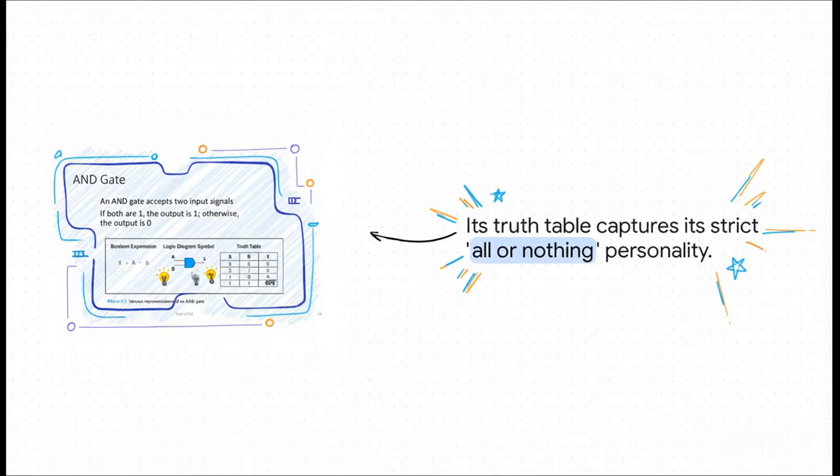Tough guy. And you can see this perfectly in its truth table. Look here, 0 and 0, nope, that's a 0. 0 and 1, still 0. 1 and 0, you guessed it, still 0. It's only in that very last row, when both A and B are 1, that we finally get a 1 out. It just perfectly captures that strict all-or-nothing personality, doesn't it?